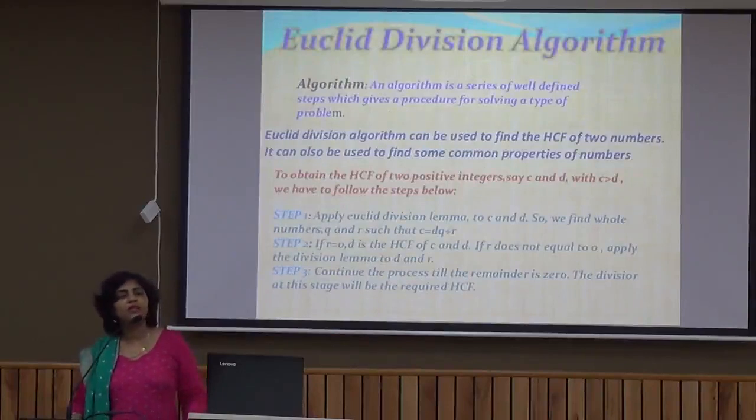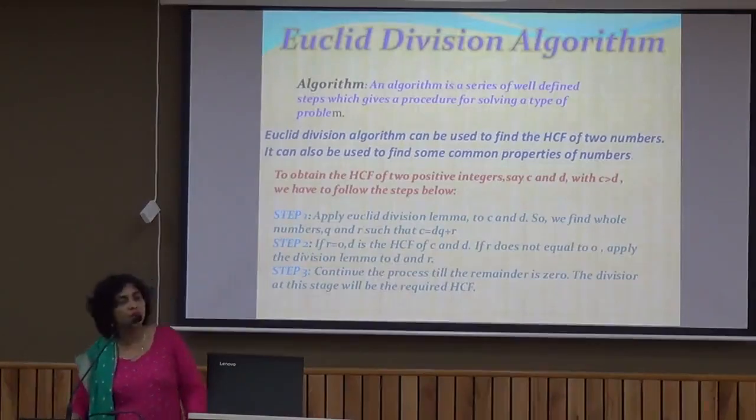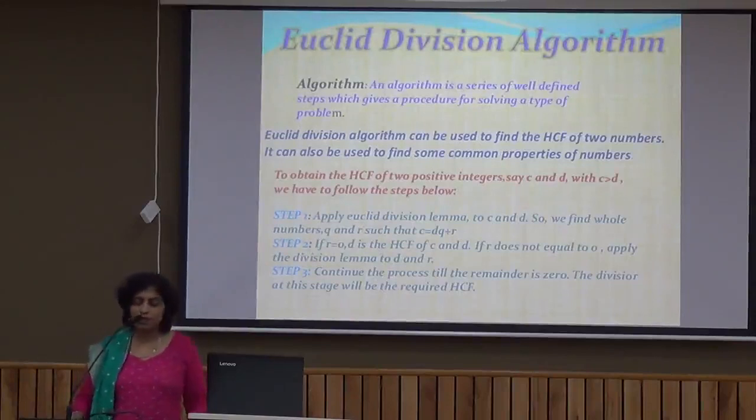Then comes our Euclid division algorithm. It is based on the lemma only, and it tells you how to calculate the HCF of two numbers or more than two numbers with the help of Euclid division lemma. An algorithm is a series of well-defined steps which gives you a procedure to solve any type of problem. Here we are solving for HCF. So Euclid division algorithm is used to find the HCF of two numbers.